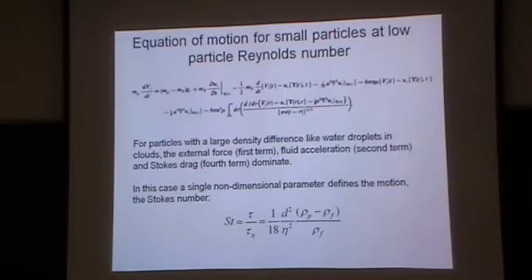Fortunately, for particles with a large density difference like water droplets in clouds, the only terms that matter are the external force, the acceleration of the fluid, and the Stokes drag, exactly the terms that a physicist would like to have. And these terms, although you have to be careful, you can't always ignore them, they're quite small compared to the others. So it's a question either for you, Greg, or for Nigel, because I actually don't have a good sense. How certain are we that this equation and each and every one of those terms are precisely correct?